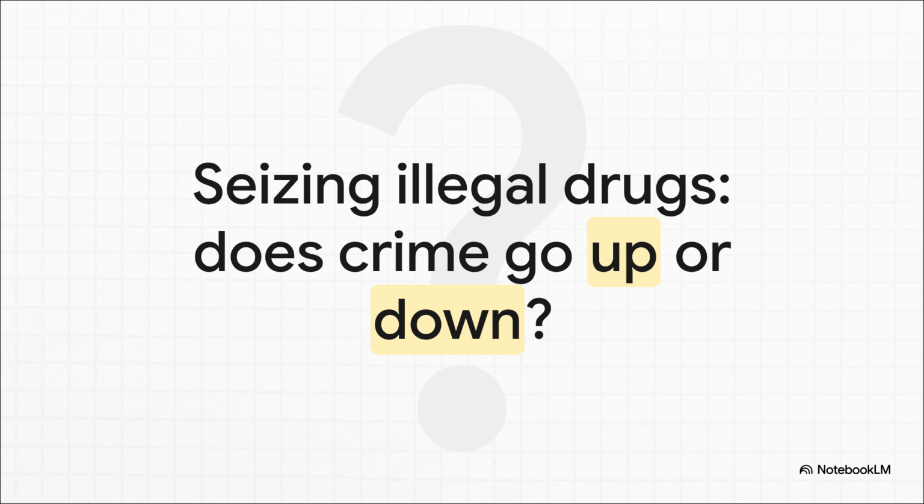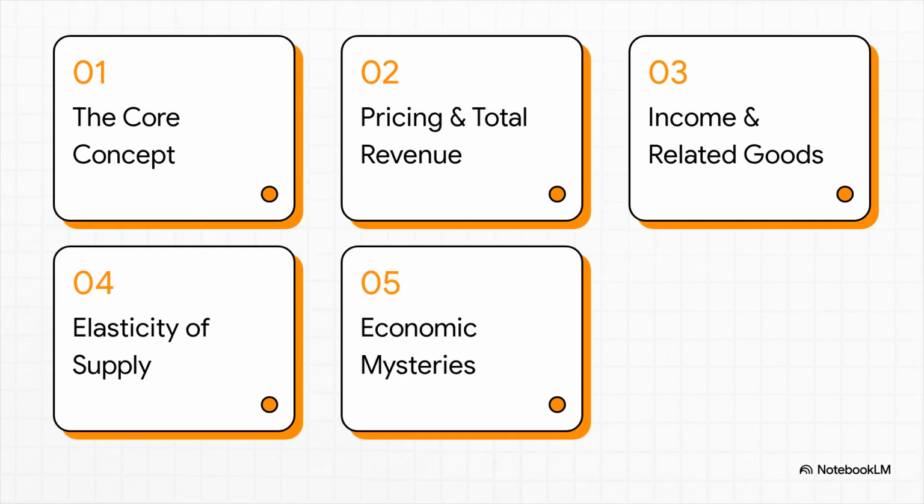Okay, think about this question for a second. If the government suddenly seizes a massive shipment of illegal drugs, does drug-related crime go up or down? Now, your instinct might be to say, well, obviously it goes down. But the reality is actually a massive counterintuitive paradox. To understand why, we need to learn a specific economic concept that is basically a detective's magnifying glass for the real world. Okay, let's dive into this.